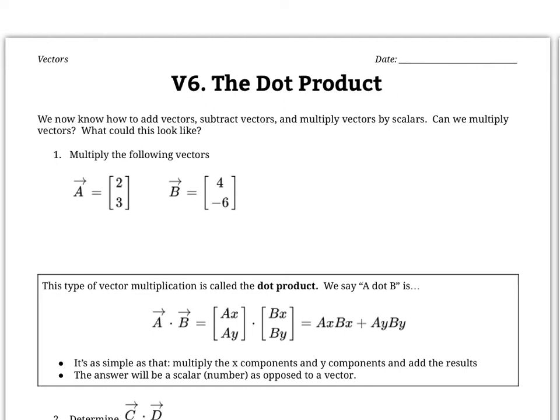So we know how to add vectors and subtract vectors. What other operations can we perform with vectors? Can we multiply vectors, for example? And the question becomes, what does it look like to multiply vectors? There's a few different things we could possibly do.